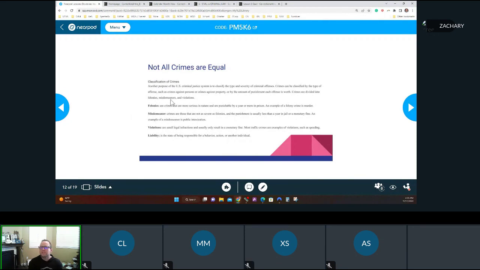But let's look at the classification of crimes here. Another purpose for the U.S. criminal justice system is to classify the type of severity of the criminal offense. Crimes can be classified by types of offenses, such as crimes against a person or crimes against property, or by the amount of punishment each offense is worth. Crimes are divided into felonies, misdemeanors, and violations. So felonies being the highest are crimes of a more serious nature and punishable by a year or more in prison. An example of a felony is murder.